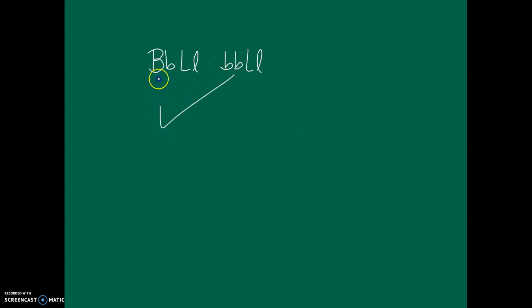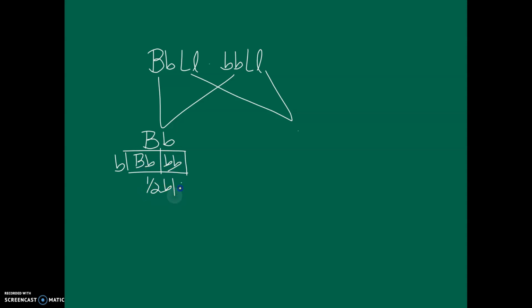Well, here's what we're going to do. Instead of making the big Punnett square, we're going to separate out our crosses and just cross our B's and then just cross our L's. So if I just cross my B's, I'm going to get a 1/2 chance that they could be black and a 1/2 chance that they would be white.